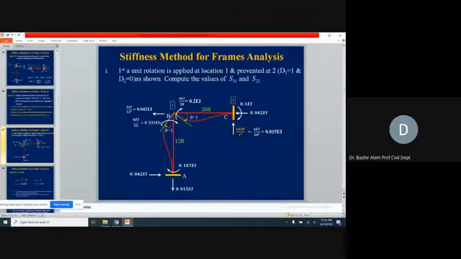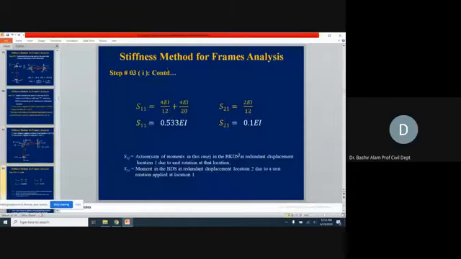So now S11 will become, corresponding to this one we were having clockwise D1, so 0.2 plus 0.333. This will become your S11, and S21 will become equal to 0.1 EI. And here you see this is 0.533 and this is 0.1 EI.